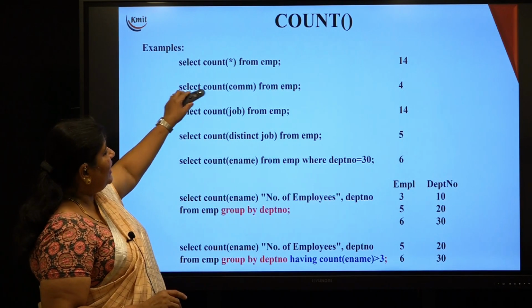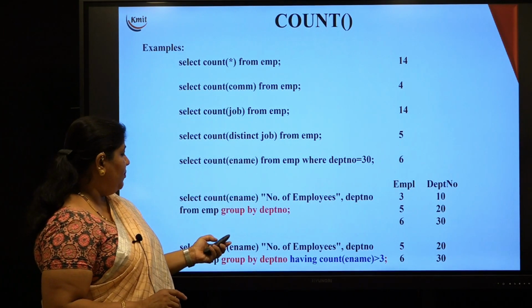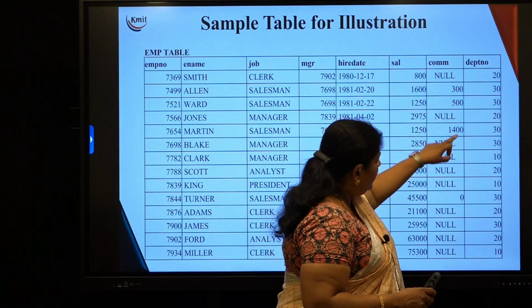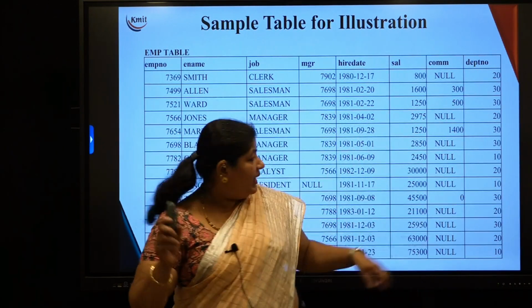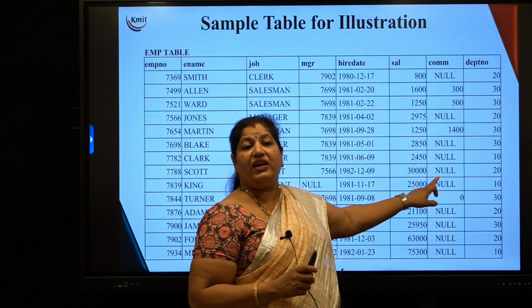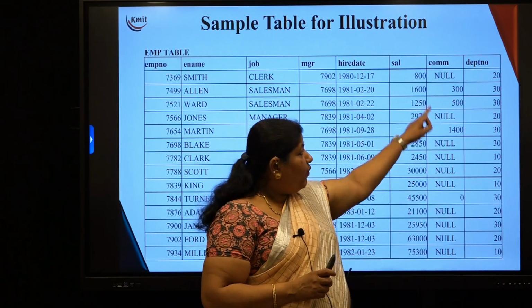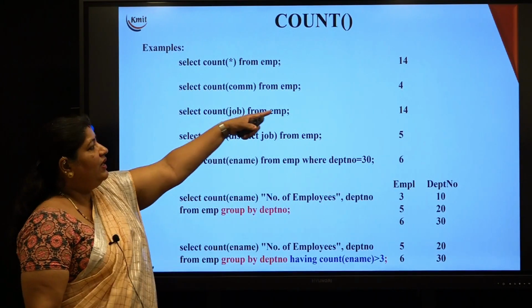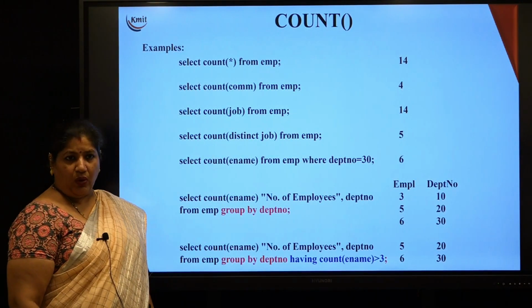Now I am saying select count on commission from EMP. If you see your table, the commission column has values in only 4 particular rows. Remember, null and 0 are different. So you see that in 4 rows there are values. That is why when I said count on commission, I got the output as 4.